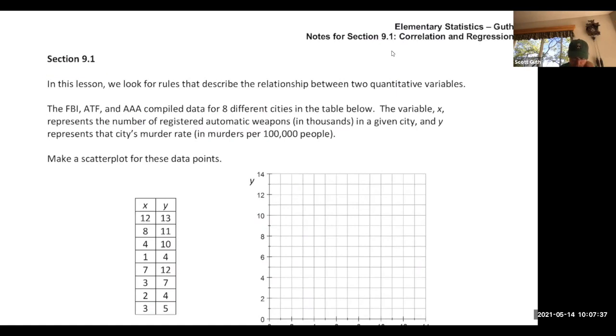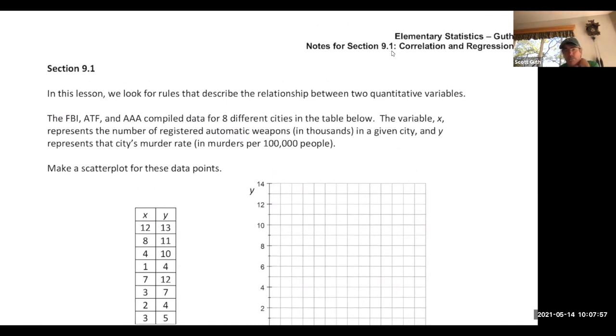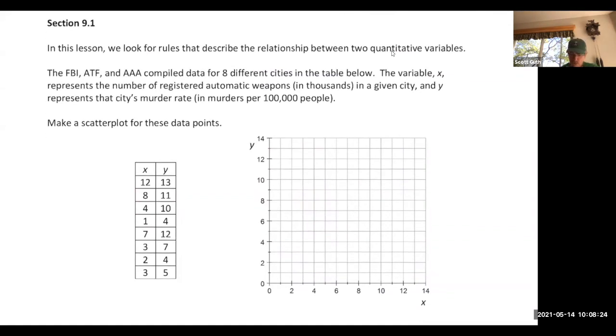All right, so section 9.1, in this lesson, we're looking for rules that describe relationships between two quantitative variables. This is chapter 9 and chapter 10, where we look for relationships between variables. In chapter 9, they're quantitative variables, and in chapter 10, they're categorical variables. So either way, we want to be able to describe when one variable is influencing another, or more accurately, a relationship between two variables means you can use the outcome of one variable to predict the outcome of the other variable. So whatever that means, you'll see it in an example here.